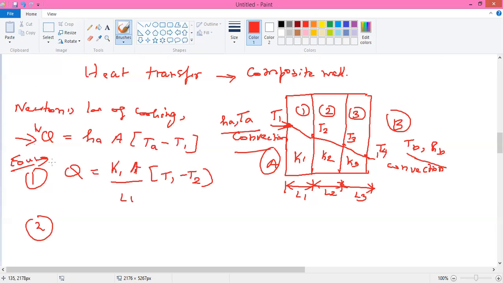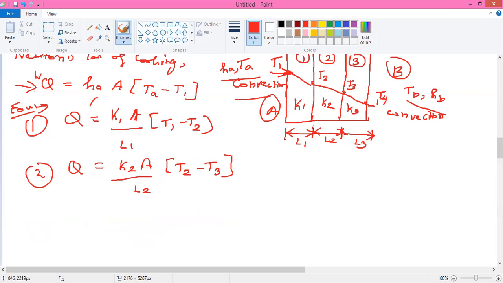For the second element, we have the temperature range T2 to T3 and the thermal conductivity K2. Similarly, we write Q equals K2 A divided by L2 into (T2 minus T3). For the third element, we already know how to write it from the first and second elements. Similarly, Q equals K3 A divided by L3 into (T3 minus T4), with the temperature range T3 to T4, that is higher temperature minus lower temperature.